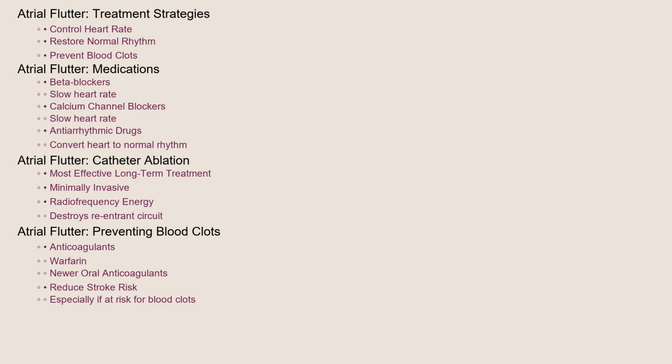The treatment of atrial flutter focuses on controlling the heart rate, restoring a normal rhythm, and preventing blood clots. Medications like beta blockers and calcium channel blockers can help slow down the heart rate. Antiarrhythmic drugs can be used to convert the heart back to a normal rhythm. However, the most effective long-term treatment is often catheter ablation. This minimally invasive procedure involves using radiofrequency energy to destroy the re-entrant circuit in the atrium, effectively eliminating the source of the arrhythmia. Anticoagulants, like warfarin or newer oral anticoagulants, are often prescribed to reduce the risk of stroke, especially if a patient is at risk for blood clots.